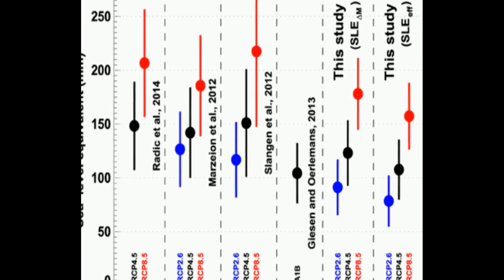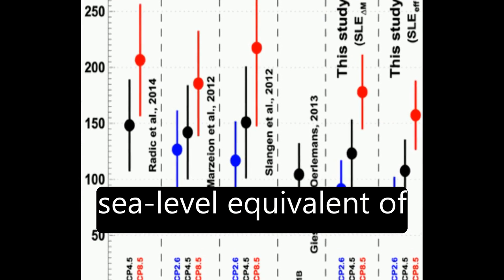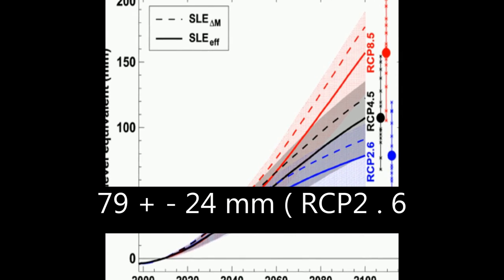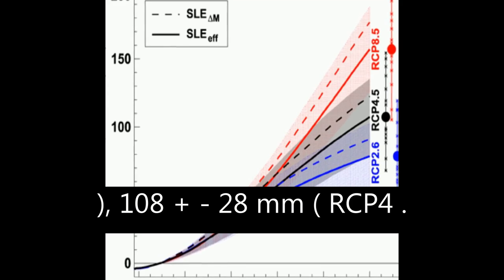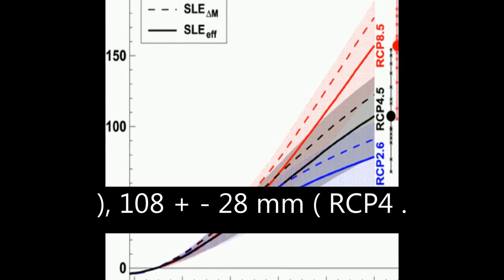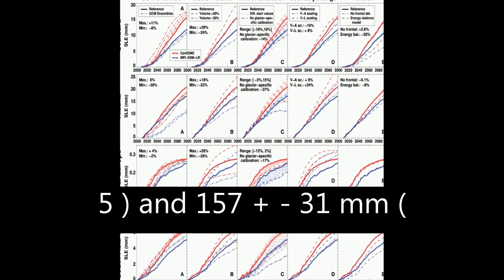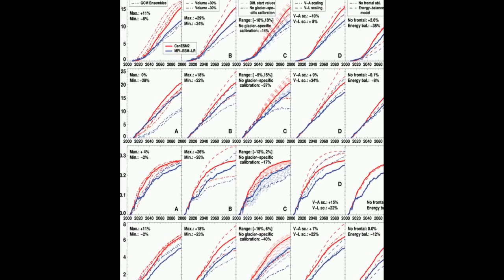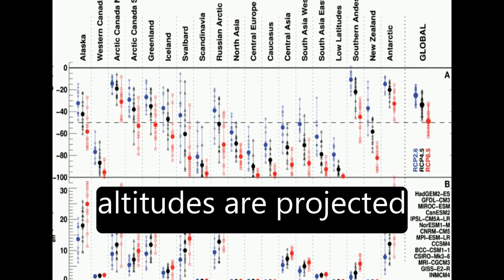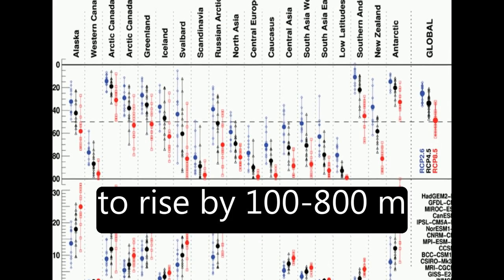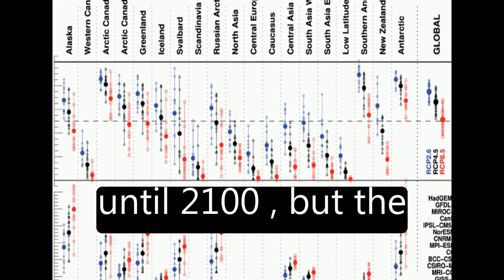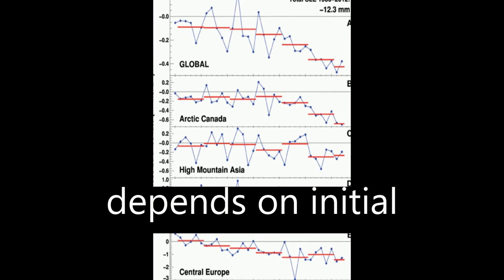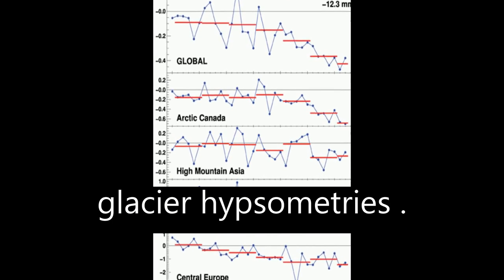Depending on the scenario, the model yields a sea level equivalent of 79±24 mm, RCP 2.6, 108±28 mm, RCP 4.5, and 157±31 mm, RCP 8.5. Regional equilibrium line altitudes are projected to rise by 100 to 800 m until 2100, but the effect on ice wastage depends on initial glacier hypsometries.